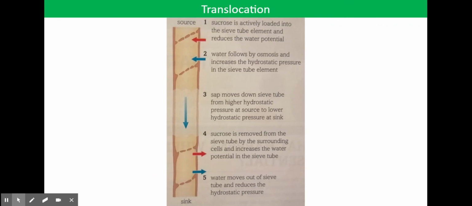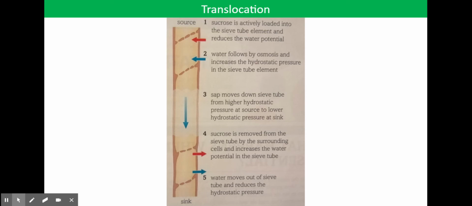Sucrose entering the sieve tube element makes the water potential inside the sieve tube more negative, or lower. As a result, water molecules move into the sieve tube element by osmosis from the surrounding tissues. This increases the hydrostatic pressure in the sieve tube at the source. A source is any part of the plant that loads sucrose into the sieve tube.